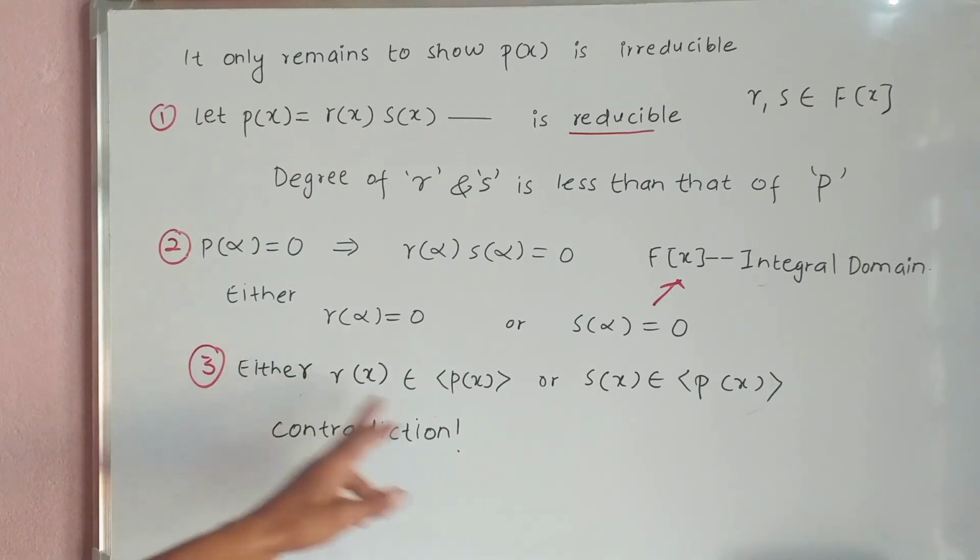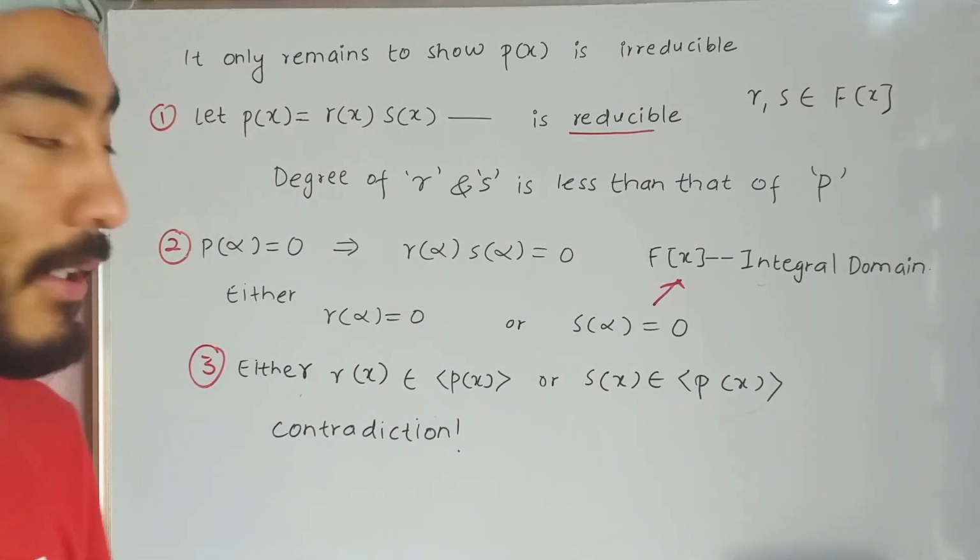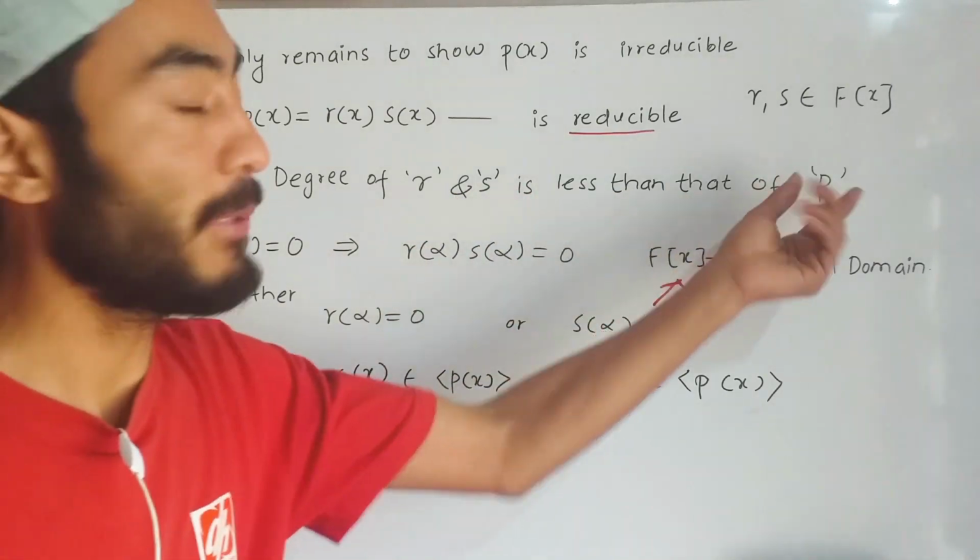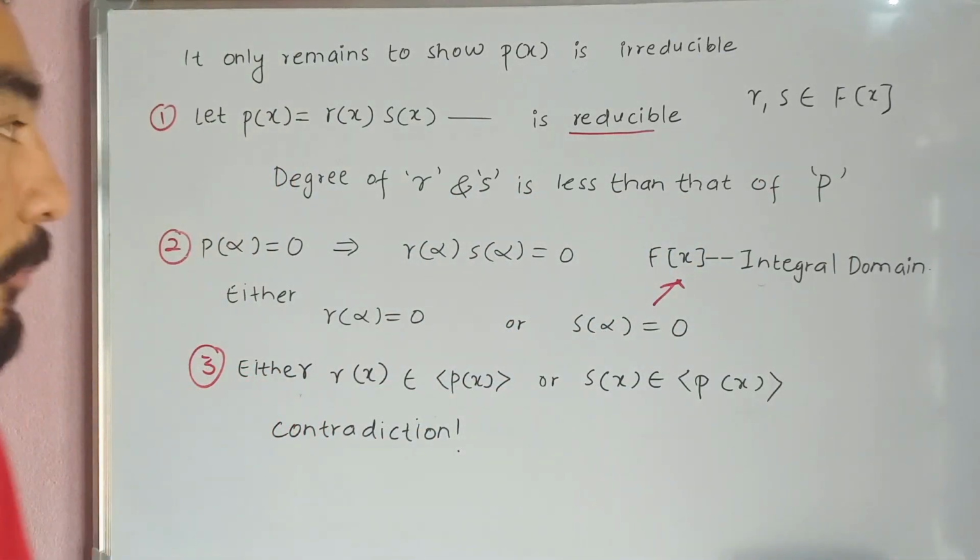So the polynomials r(x) and s(x) cannot be in the kernel of phi alpha because their degrees are less than that of p. This shows the polynomial p(x) is not reducible, and the theorem is proved.